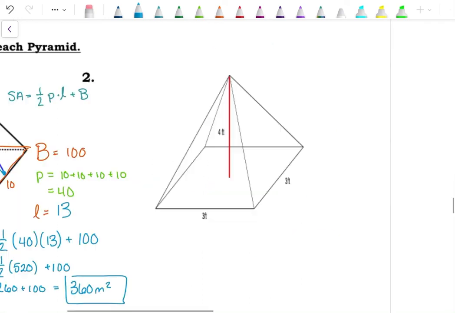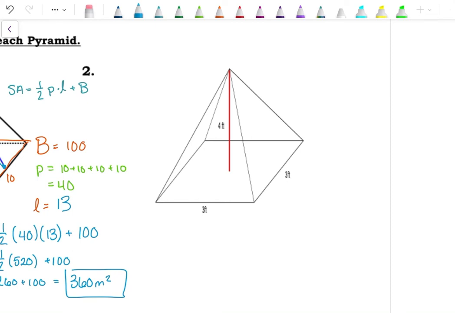Number 2. First thing, let's find the area of my base, which is going to be 3 times 3, or 9. 3 times 3 is 9.